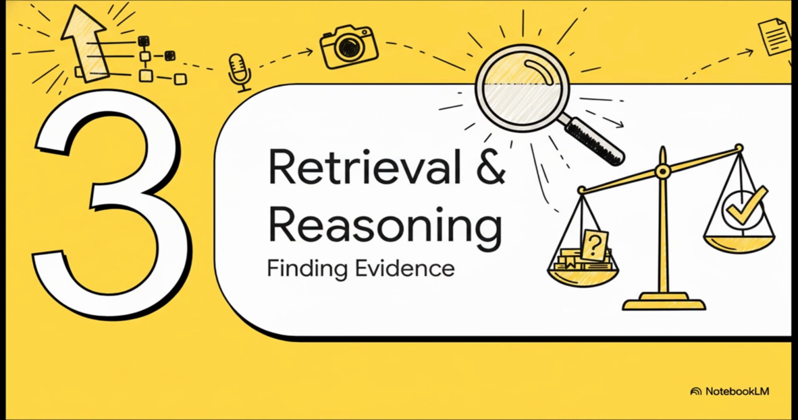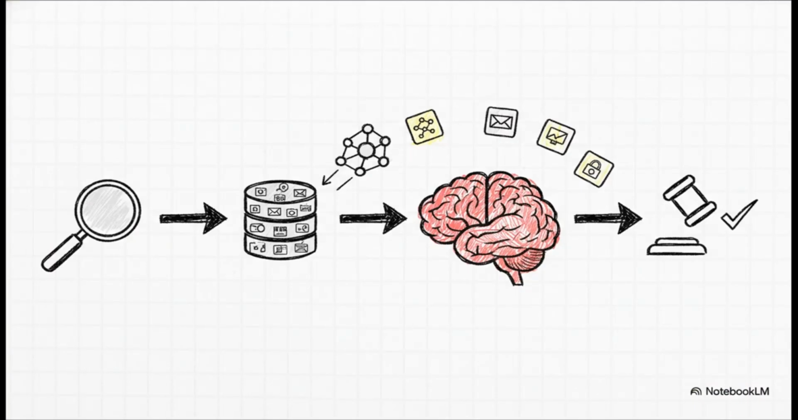Okay, so our AI has successfully translated the video into this rich, numerical language. Now what? Well, now it's time to play detective. This next phase is all about using those vectors to find the right evidence and make a final judgment. The secret sauce here is a process called Retrieval Augmented Generation, or RAG for short. It's a fancy name, but the idea is simple. You're giving the AI an open book test.